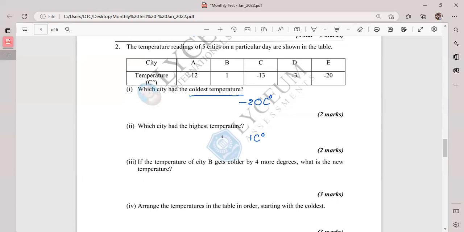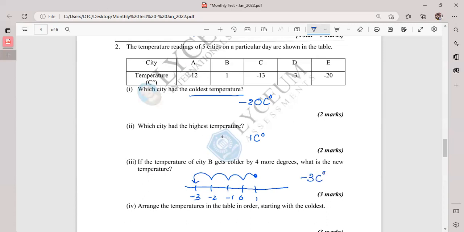Wait, will you? I will draw the number line here, right? So here it is 1, then 0, -1, -2, -3, right? So now the temperature is here. And it's getting colder by 4 degrees, 1, 2, 3, 4. What will be the new temperature?